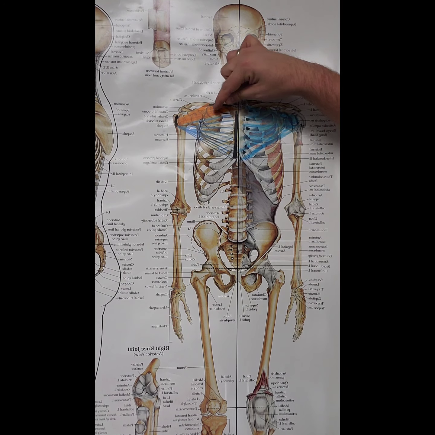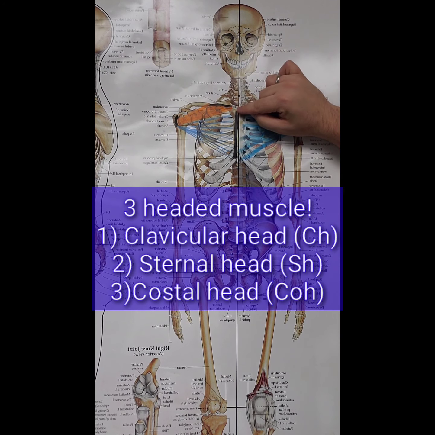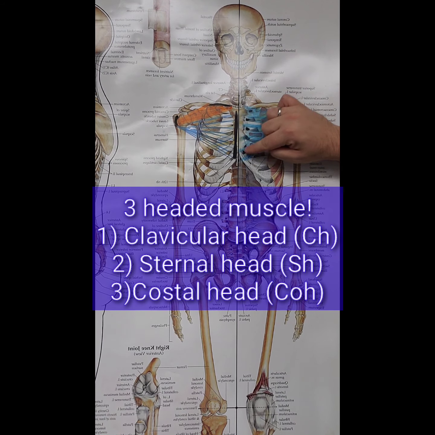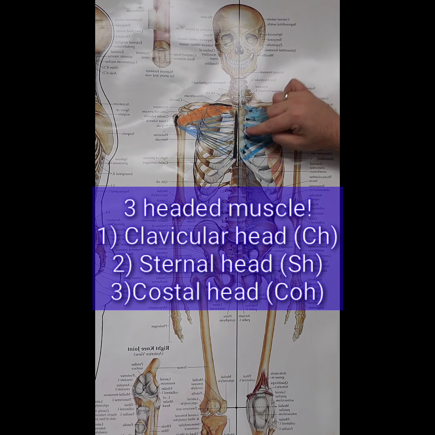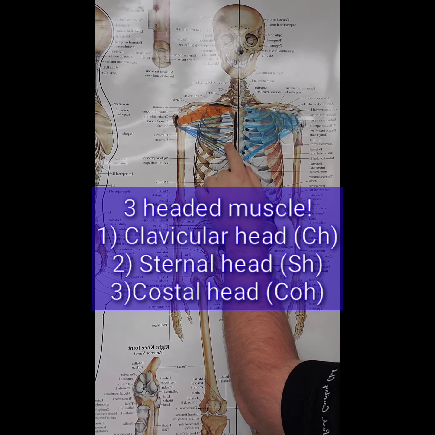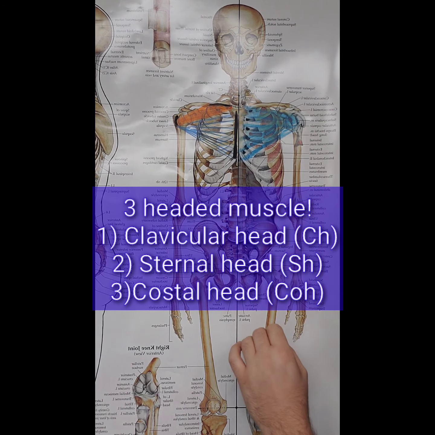Starting first with this orange head here, this is what we call the clavicular head. Second, along the sternum would be the sternal head. And third, we call the costal head here on the ribs, or the costals. The reason I've drawn it on this side is because it actually sits deep to the sternal head. So we'd have to peel the sternal head back to see this costal head, okay?